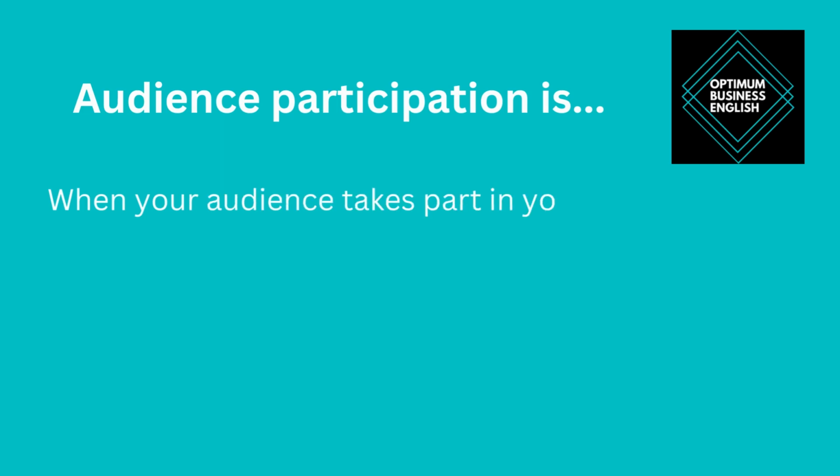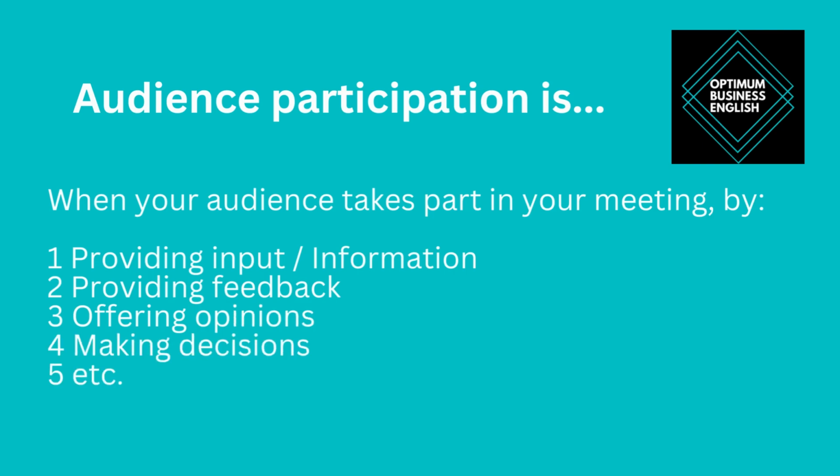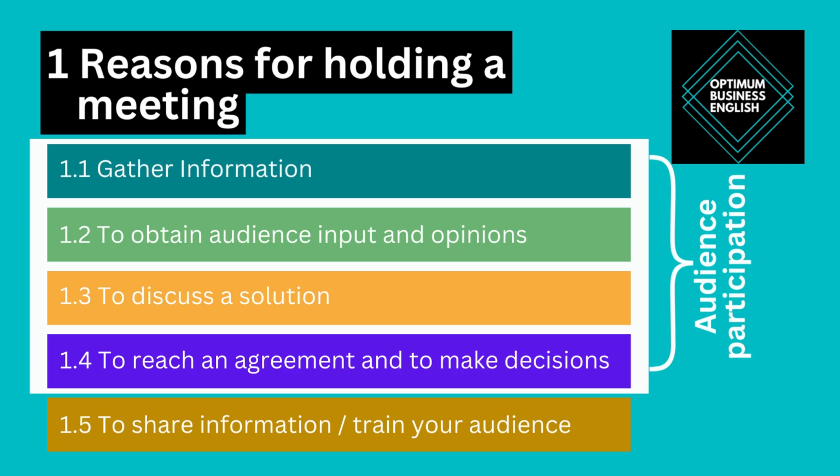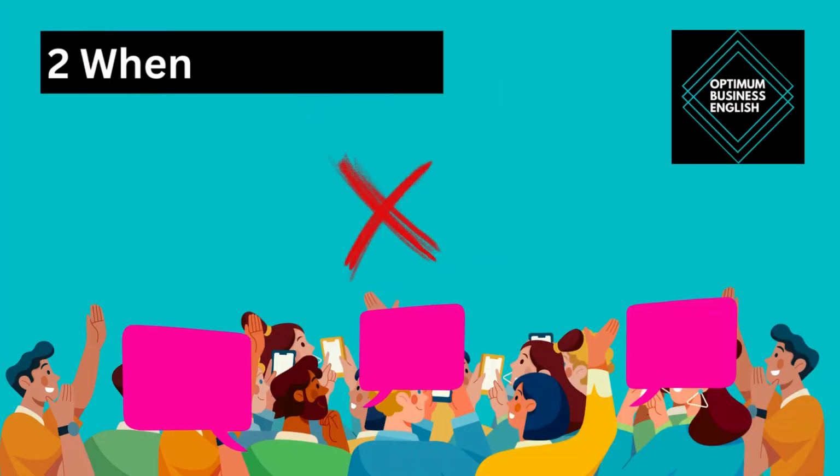When your audience takes part in your meeting by providing input or information, by providing feedback, by offering opinions, or by making decisions, and so on. In fact, without active audience participation, the majority of meetings cannot deliver results, thereby making audience participation key to the success of most meetings. Despite that, there are occasions where certain types of audience participation hamper the success of a meeting. And it is on those occasions where we need to interrupt our audience.